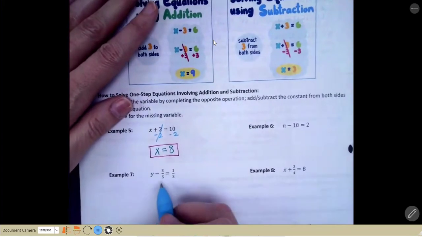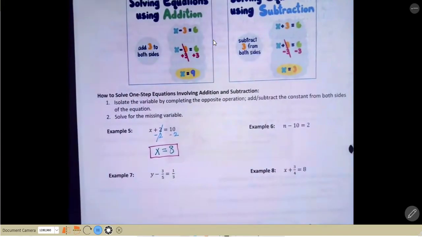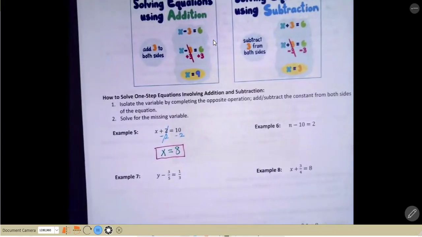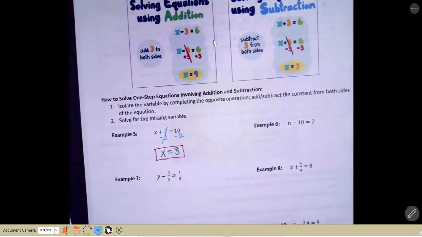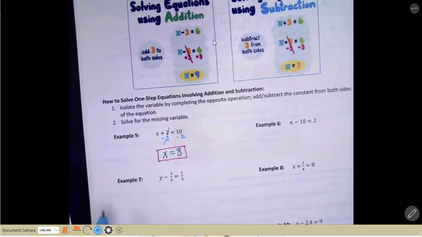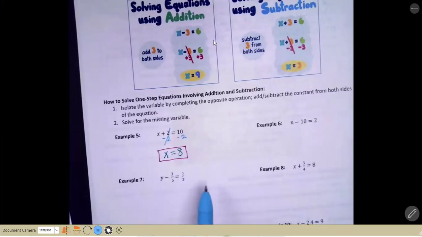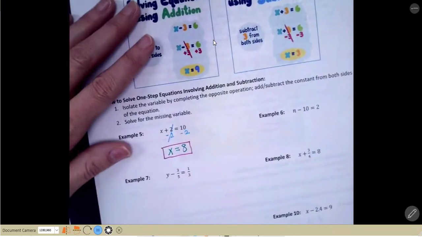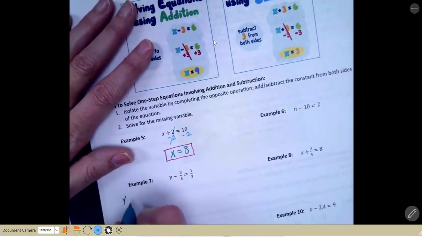Okay. Now we're dealing with fractions. Yippee skippy. Okay. So I did teach you how to clear your fractions. So you can clear your fractions, or you can work with fractions, whatever you'd like to do. So I'm going to clear my fraction over here. I'm going to work with my fraction over here. So I'm going to rewrite my problem.